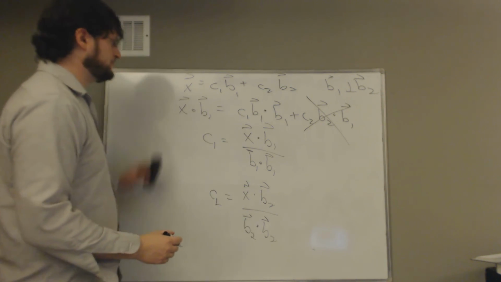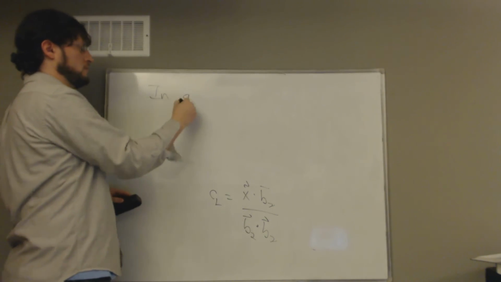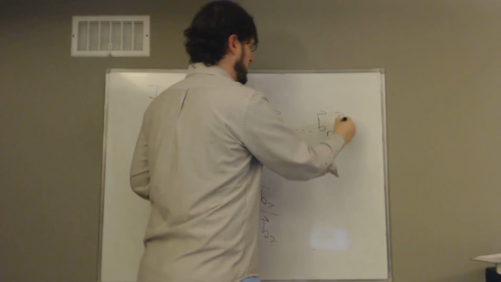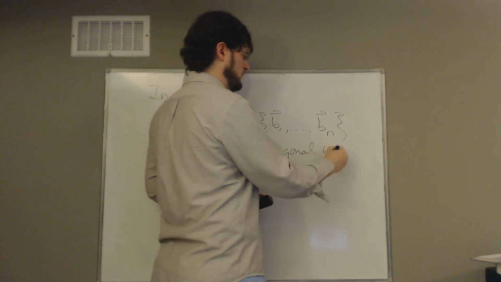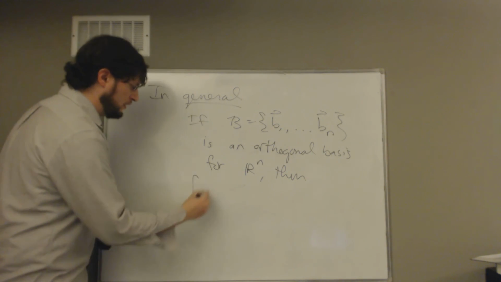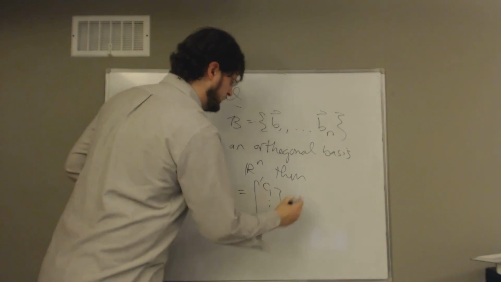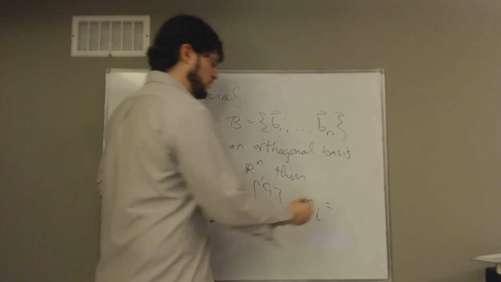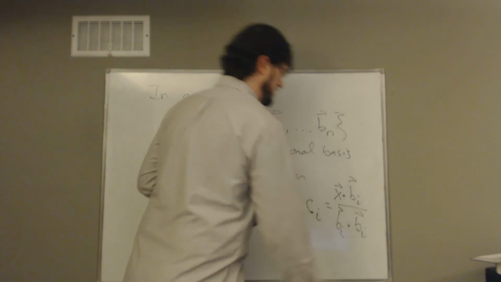And in fact, in general, we'll come back to the question at hand, but in general, if B1 through Bn is an orthogonal basis for Rn, then if I want to find the coordinates of a vector x relative to the basis, if I call that C1 through Cn, then C sub i, the ith coordinate of x relative to the basis B, is going to be x dot bi divided by bi dot bi. Exactly like we just found.